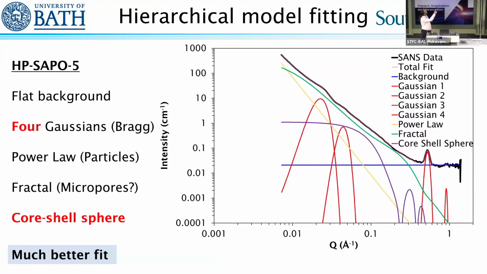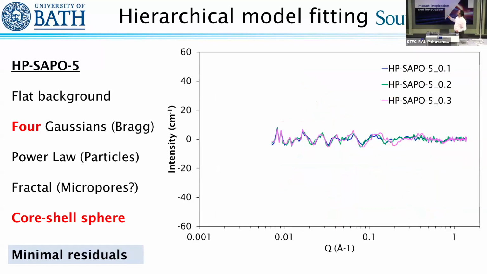We kept a lot of the original model. We kept our flat background. We now had 4 Gaussians. We had to model these humps somehow, kept our power law, kept our fractal. And the important thing that we added that is new is this core shell sphere here. And you can see the peak here will be influencing this area here exactly, which lines up to our mesopores very nicely. And this is our residuals now. You remember we did have some lovely peaks up and down here. This is now a very nice fit for our system.